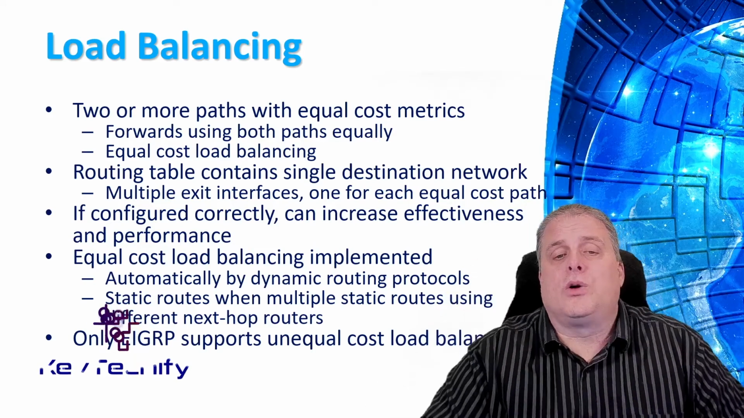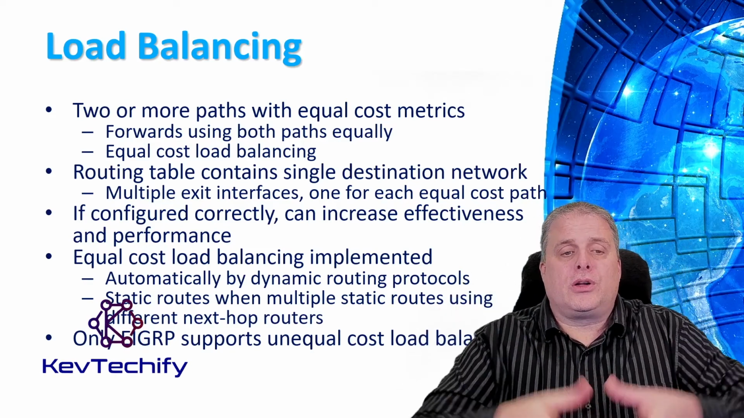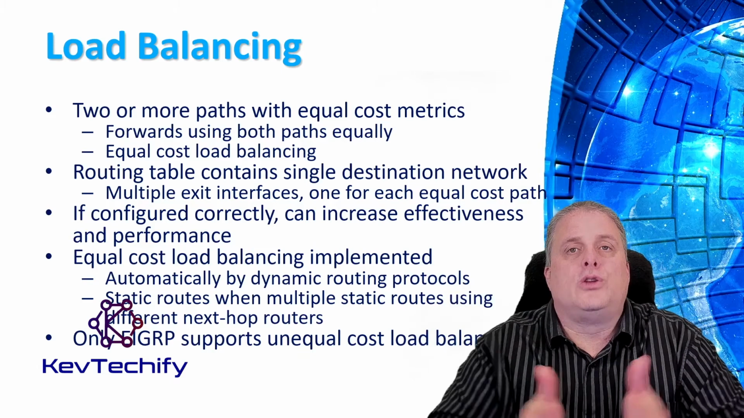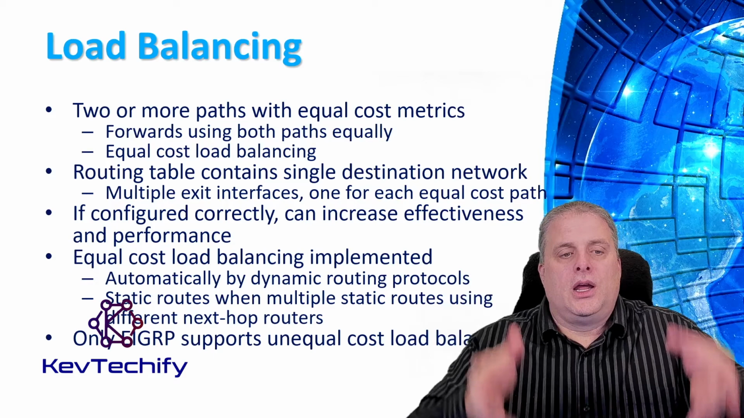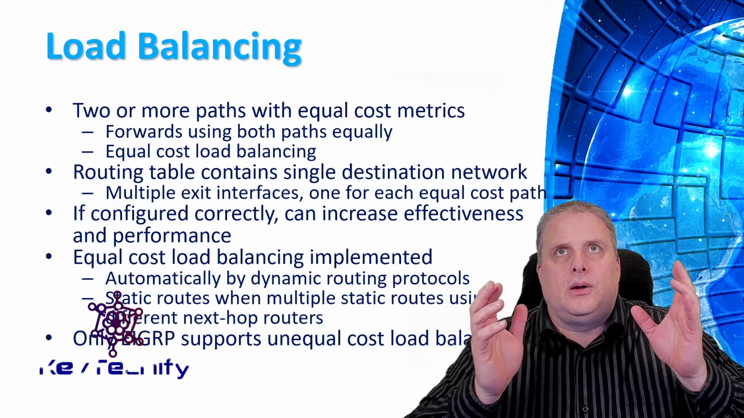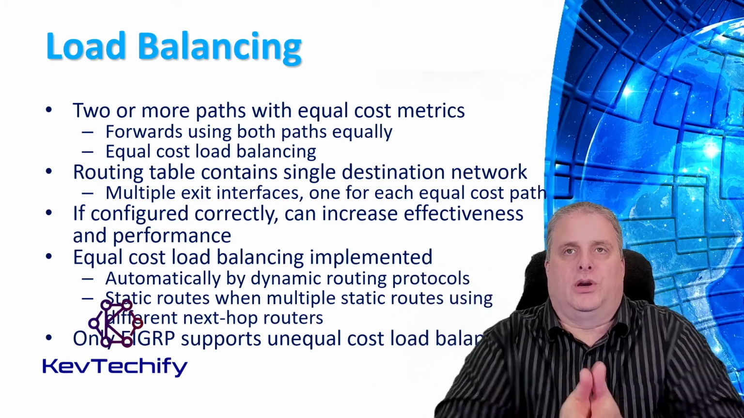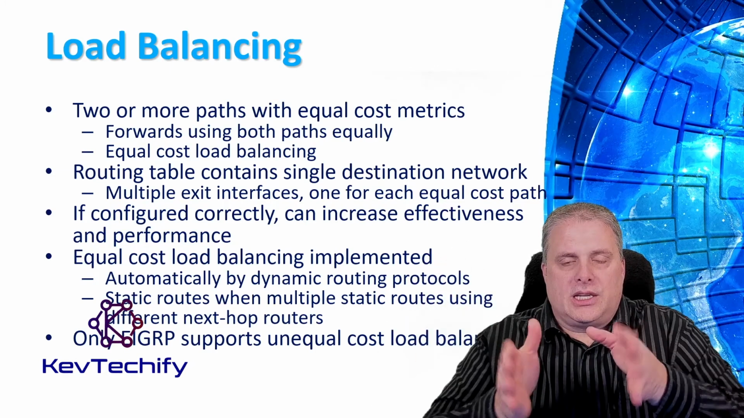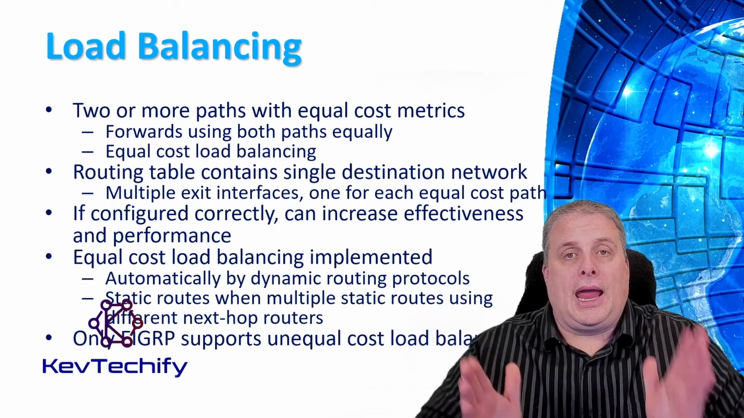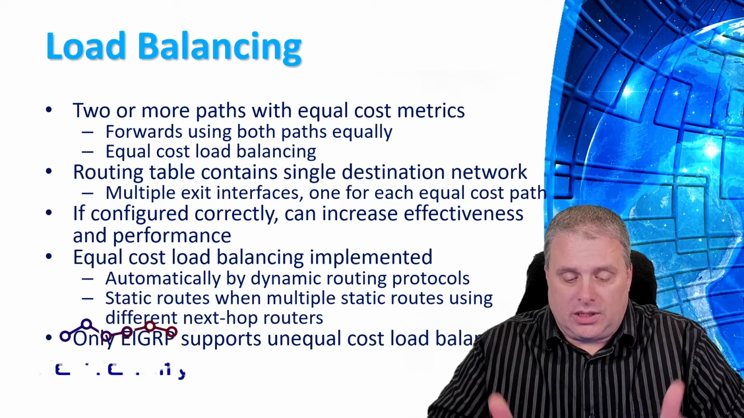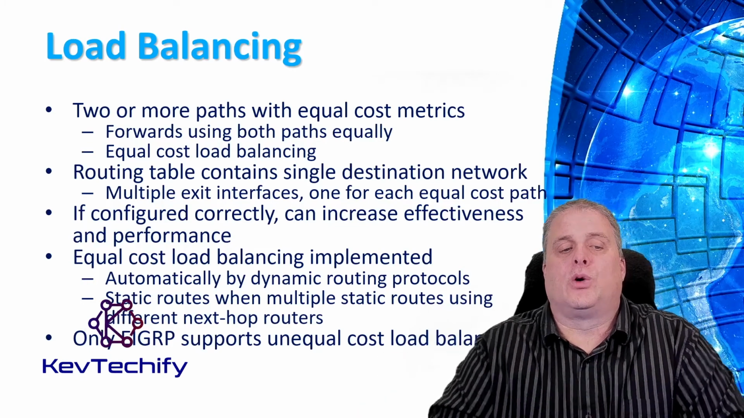Now, equal cost load balancing is implemented automatically if you're using dynamic routing protocols and it calculates the two routes to be equal. Now, if you're using static routes, you have to make sure that you set the two static routes to different next hop routers. It needs to understand that, hey, one route goes to this router, one route goes to that router. When it's the identical static route, but one goes to one router and one goes to the other, it will do that equal cost load balancing between them.